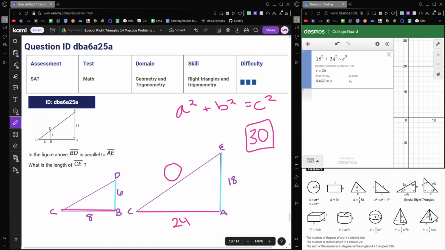Now you could have also found the hypotenuse on this side right here, and this one it's extremely easy to tell it's a Pythagorean triple, because it's a 3, 4, 5 triangle scaled up by 2.